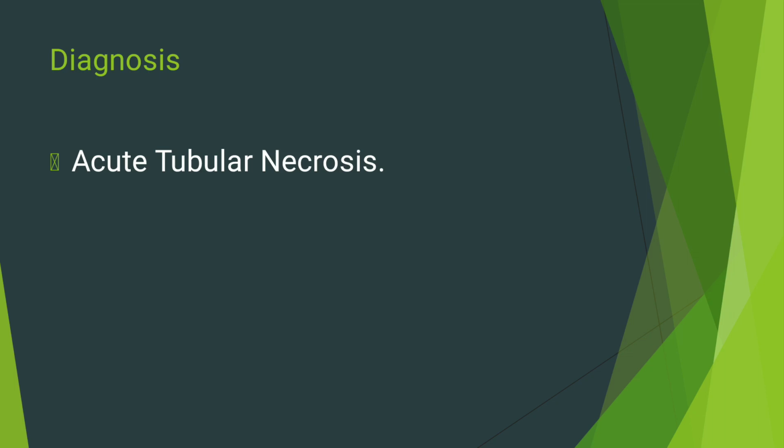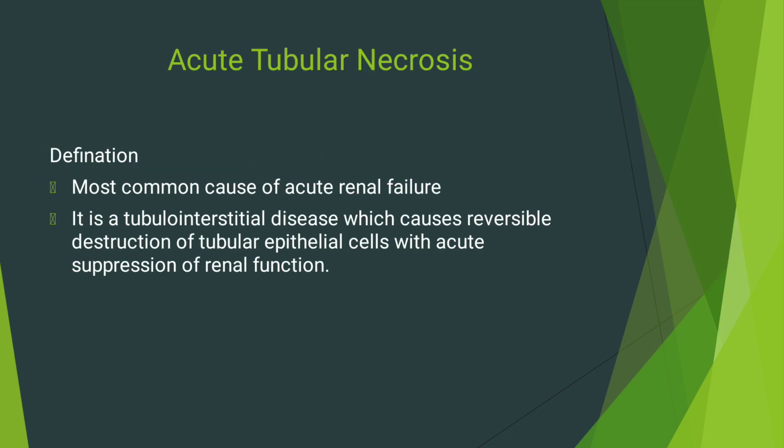So, the diagnosis is acute tubular necrosis. Acute tubular necrosis is the most common cause of acute renal failure. It is a tubulointerstitial disease which causes reversible destruction of the tubular epithelial cells with acute suppression of renal function.